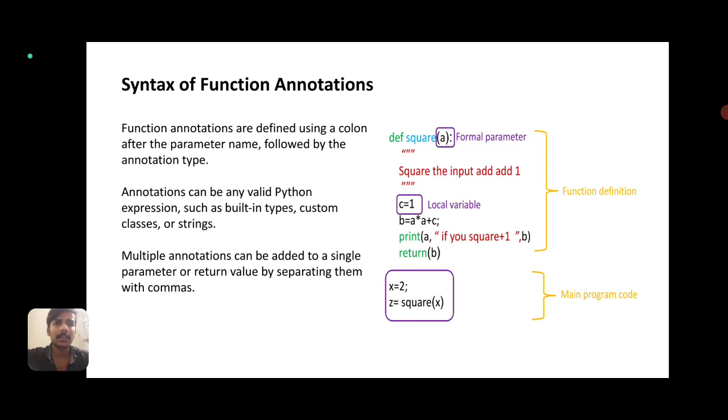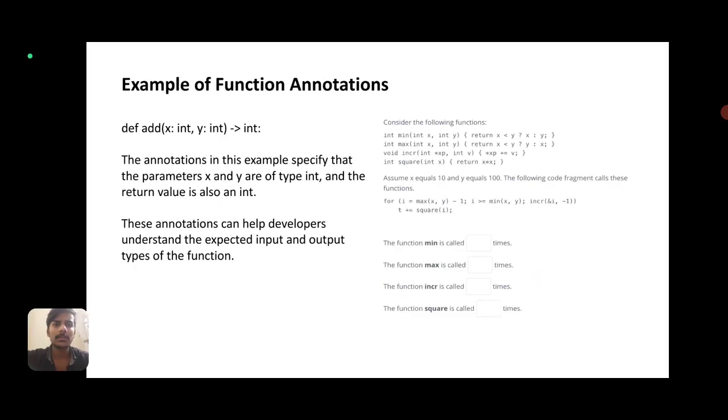Syntax of function annotations. Function annotations are defined using a colon after the parameter name, followed by the annotation type. Annotations can be any valid Python expressions such as built-in types, custom classes, or strings. Multiple annotations can be added to a single parameter or return value by separating them with commas.